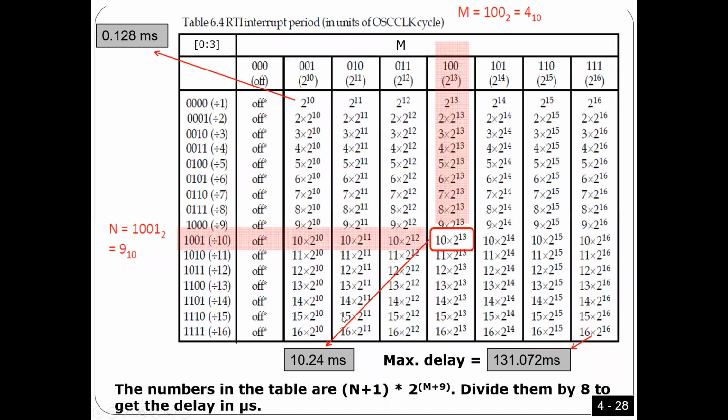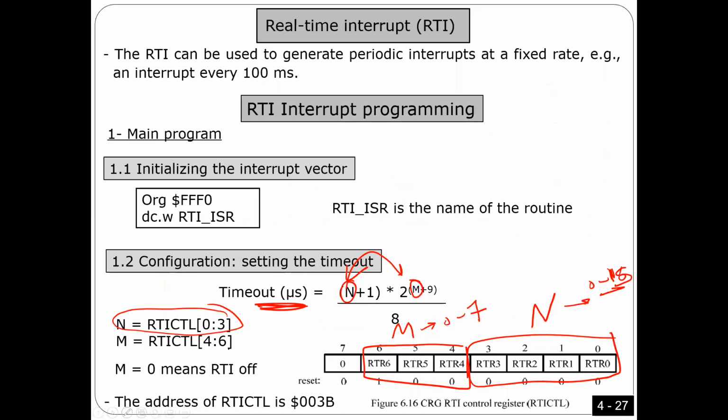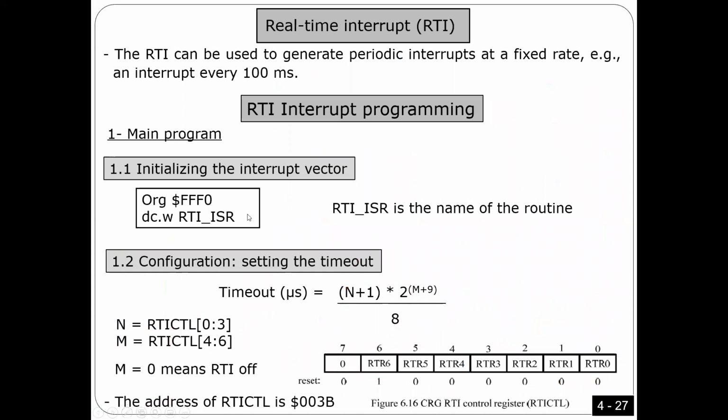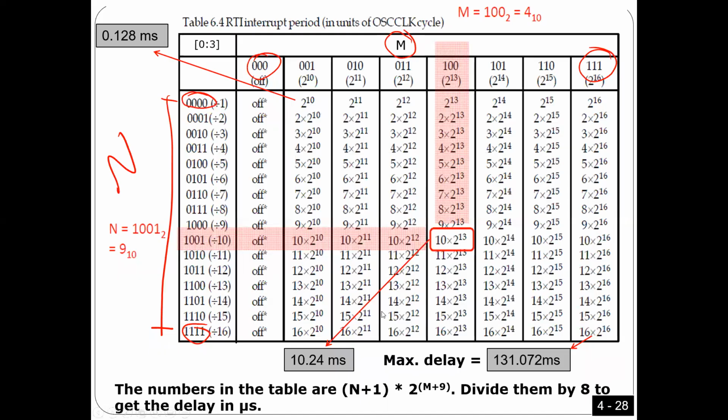Yes. If you come here to this table, guys, I put here all possible cases. So this is for N. As you see here, this is all possible cases for N, starting from 4 zeros to 4 ones, right? And this is for M, starting from 3 zeros to 3 ones, right? And the number I give here, this table actually doesn't give you the time, but it gives you the numerator, right? So this is the number given in the table. You have to divide this number by 8 in order to get the timeout in microseconds, right?